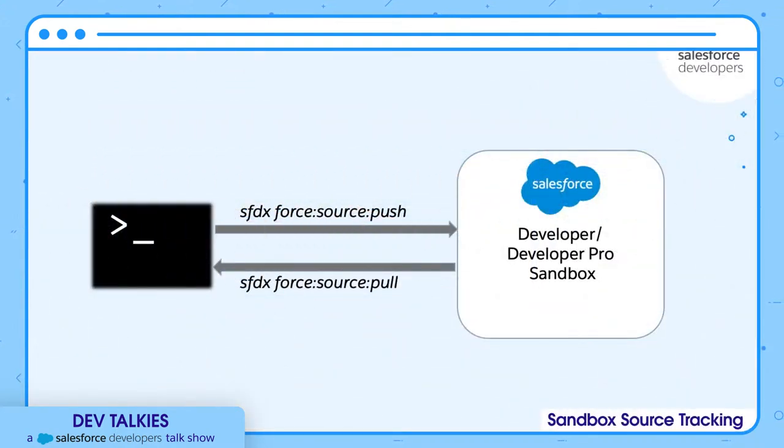Source tracking is now generally available in all Developer and Developer Pro sandboxes. This feature keeps your metadata changes synchronized between your local workspace and your org. You can pull or push the changed metadata using four source commands.